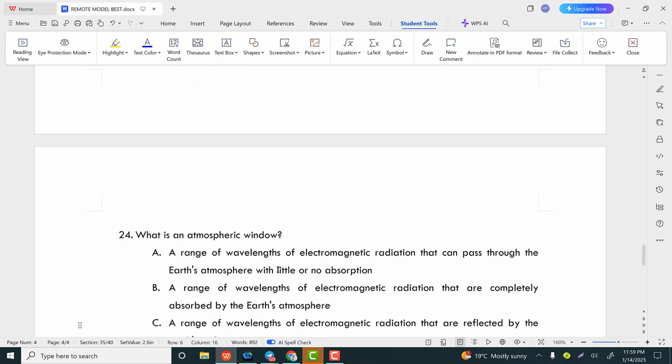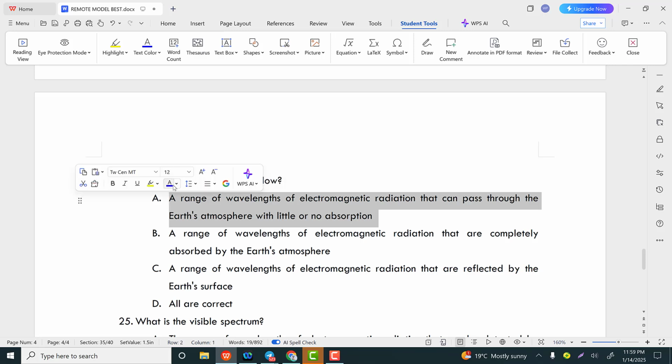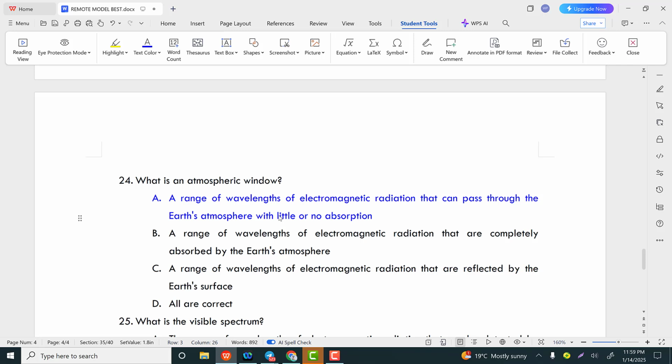Question number 24. What is an atmospheric window? An atmospheric window is a range of wavelengths of electromagnetic radiation that can pass through the Earth's atmosphere with little or no absorption. This is the correct statement. An atmospheric window is a transparent part that the incoming solar radiation passes through to reach the target object.